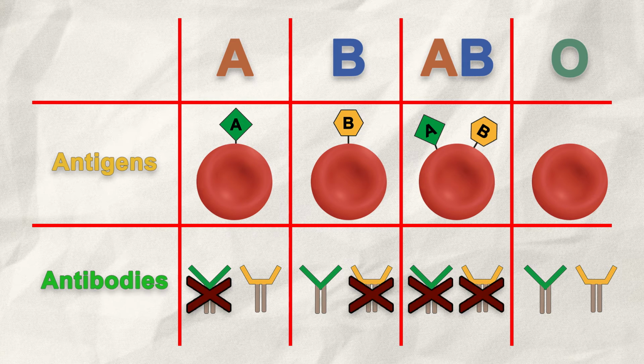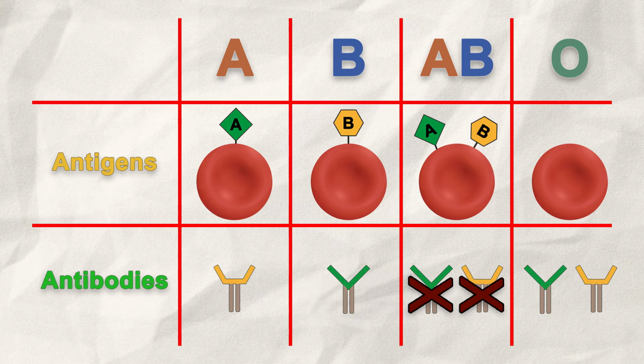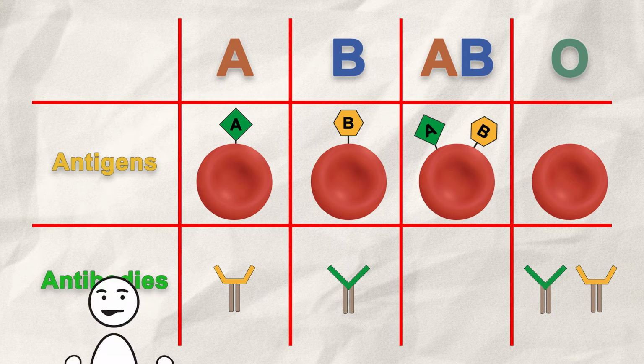Now we just cross out every antibody type found in your own system, and then we have the antibodies actually present. That leaves type A with antibody B, type B with antibody A, type AB with none, and type O with both. Now we can see why blood transfusion can cause real problems.